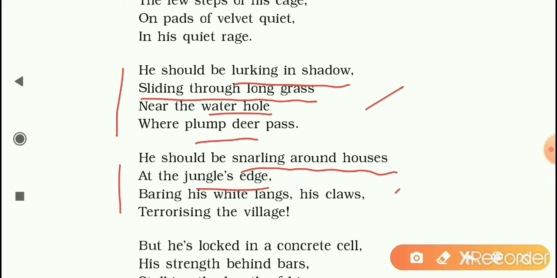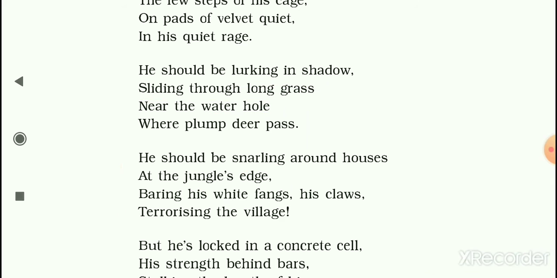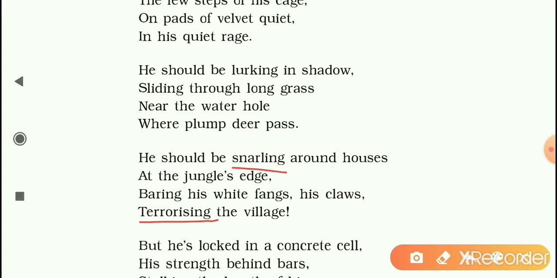So what does he do? He snarls around the house, so he makes angry and aggressive sounds, and thus he shows his anger, not just anger, but also his pride, his power, and he terrorizes the people like that. He threatens the village, threatens the people, and also he bares his claws and fangs to hunt people and their pets, their farmed animals.